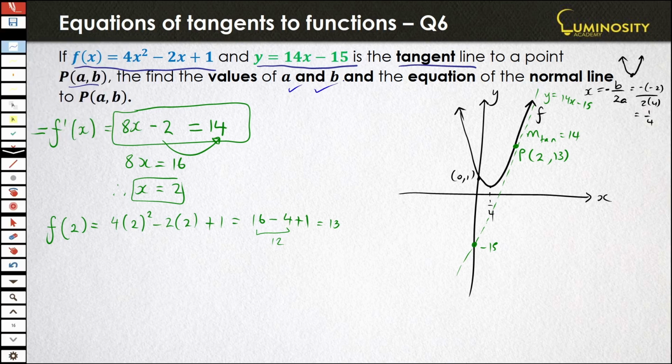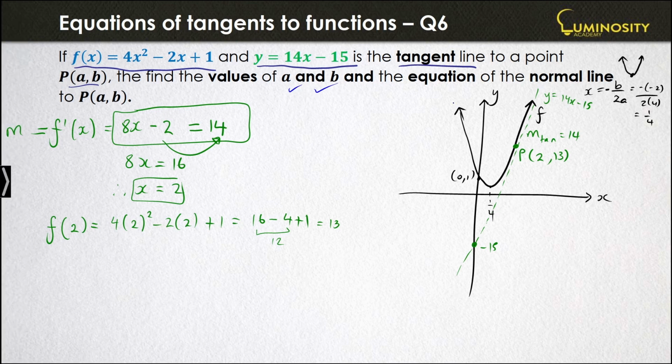So we've done that. But now we want the equation of the normal line. So that's this line that goes like that. It's perpendicular to the tangent line and also goes through that point of contact. So to get the gradient of the normal line, that's going to be negative 1 over the gradient of the original tangent line, which is 14. Therefore, the equation of the normal line is y equals negative 1 over 14 x plus c.